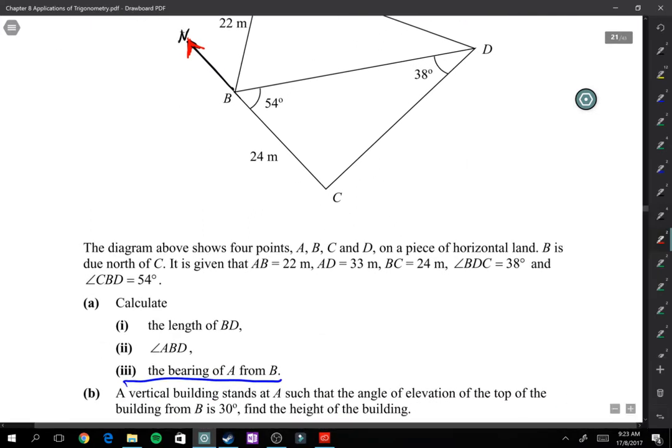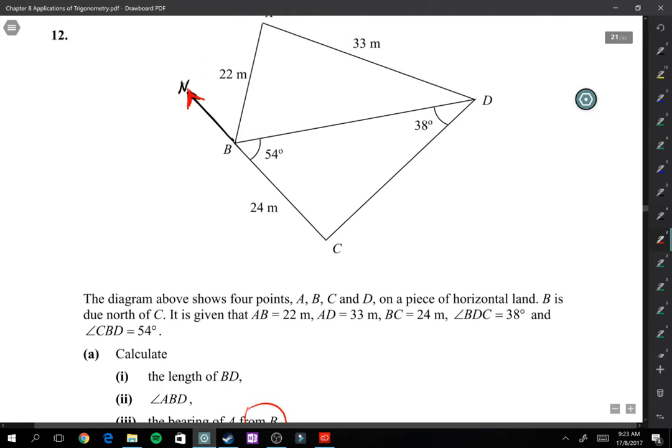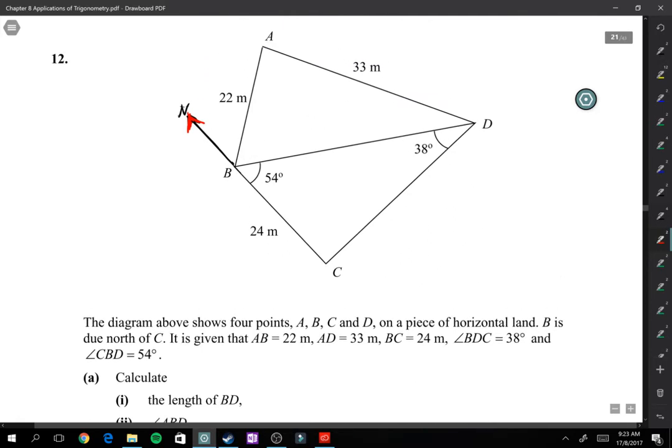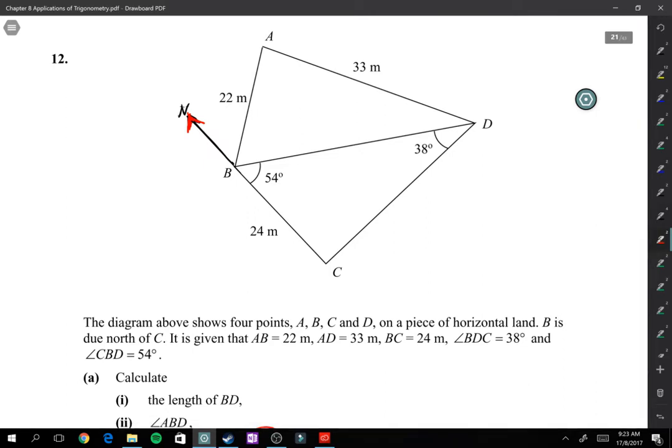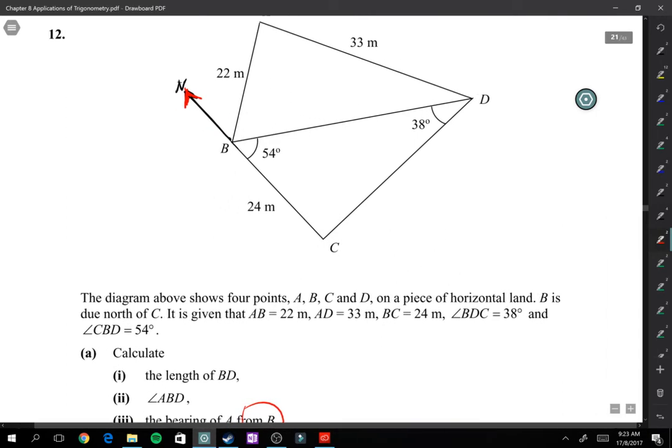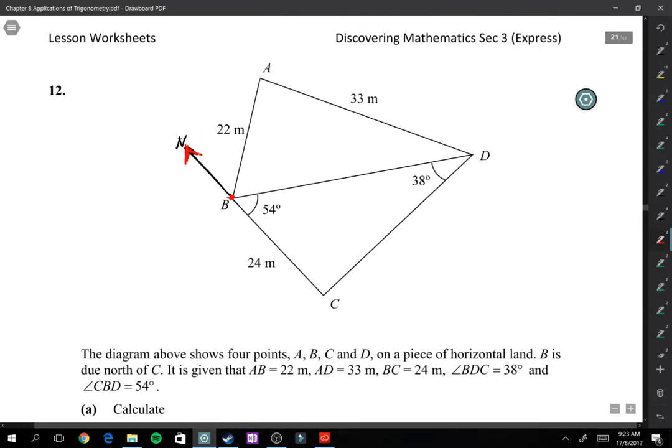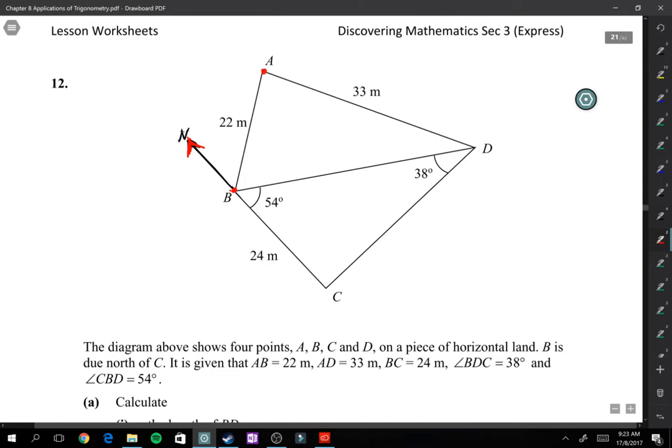Okay, so they want the bearing of A from B. Now the way to do it is still the same. They say from B, right? So you start from B, and then you find where is A. You connect these two together, remember? Then draw the north from B. So where's the north from B? The north from B is already drawn for you, but just for illustration I'll draw it again. The north from B is here, according to the diagram.